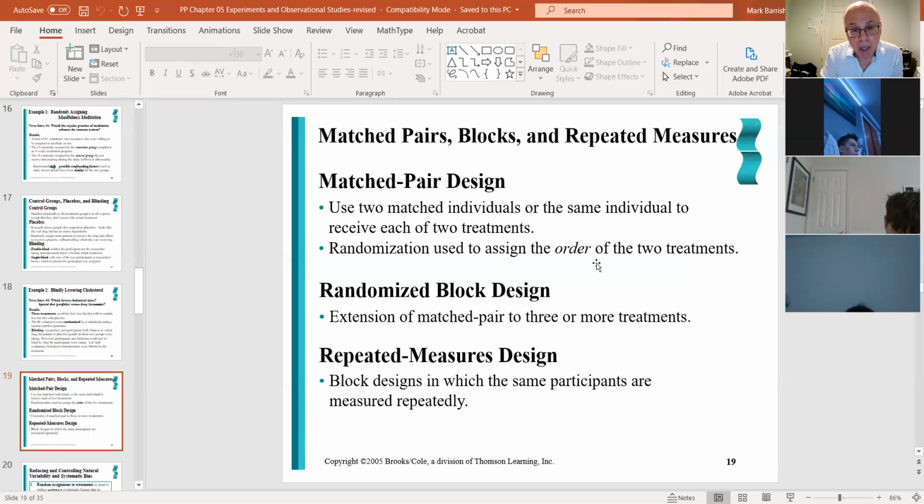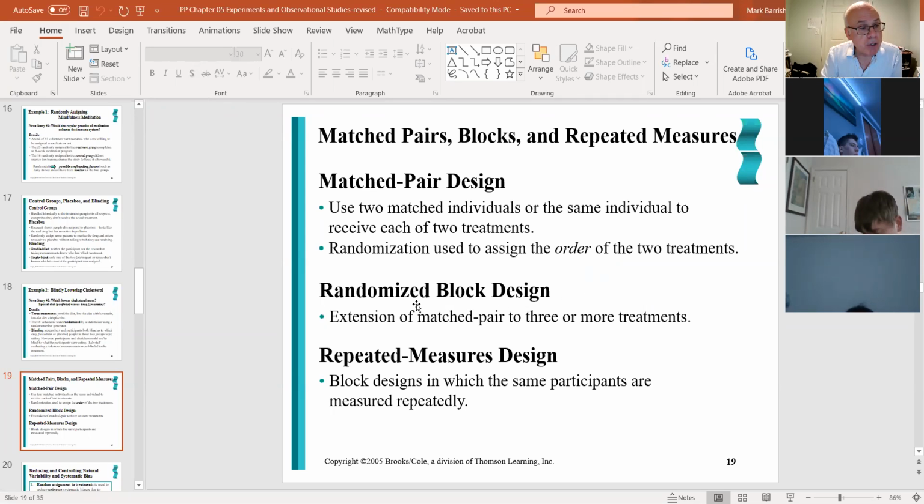So maybe one person gets treatment number 1 first and treatment number 2 second. Another person gets treatment number 2 first and treatment number 1 second. But it's randomly assigned, you could flip a coin or whatever, however you randomly assign it.